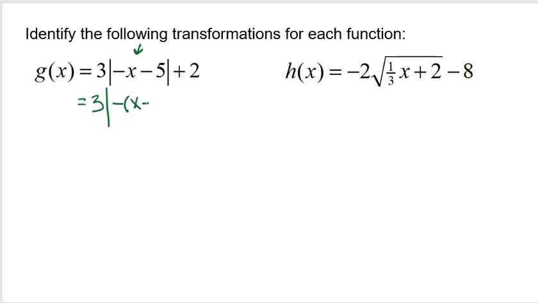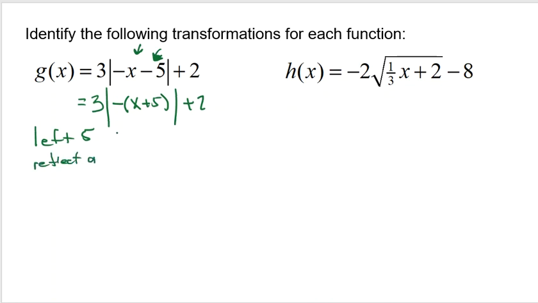So if I factor that negative out, I get x plus 5. And this is going to make it a little bit easier for me to see what's happening. So the first thing that's happening is I'm shifting the graph left 5. And if you would have looked originally right here, you might have said, no, -5 means right 5. But that's because of the reflection. So I'm actually going to go left 5.